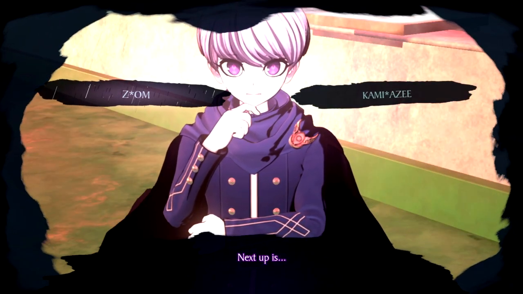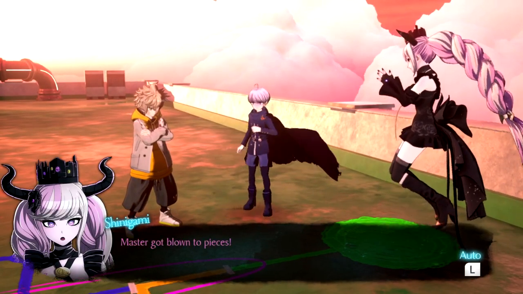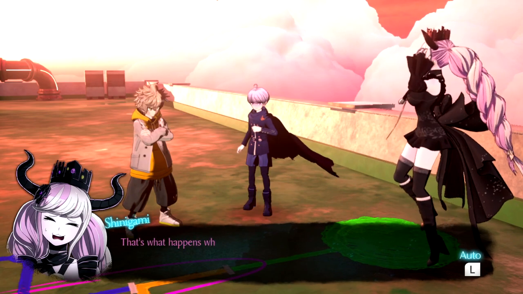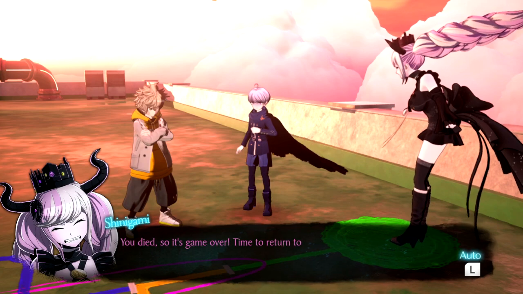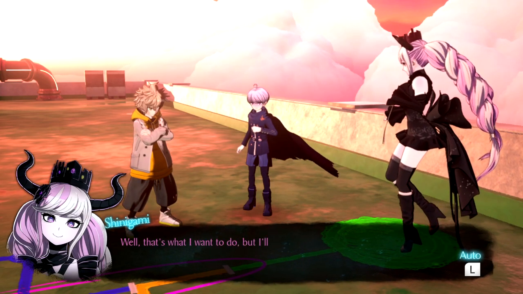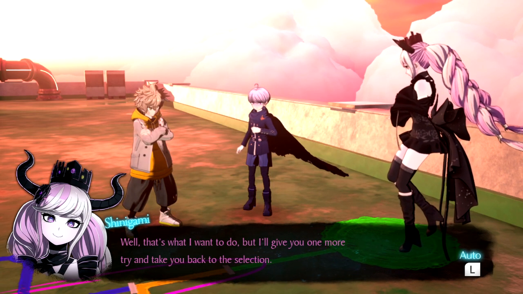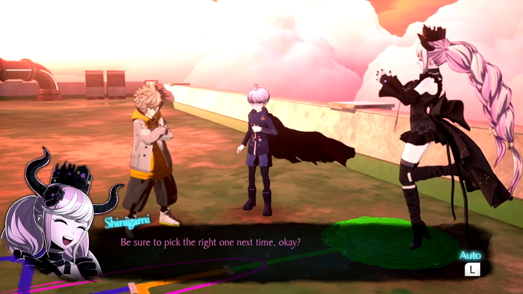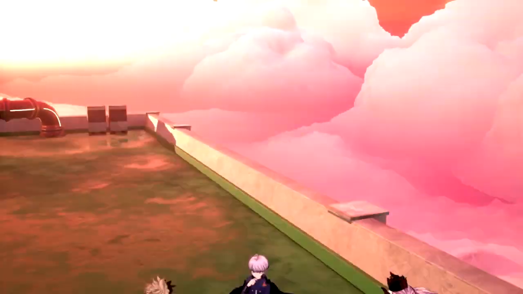Alright, next up is Kamikaze! Master got blown to pieces. That's what happens when you use a sacrifice spell. You died, so it's game over. Time to return to the title screen. Well, that's what I want to do. But I'll give you one more try and take you back to the selection. That's another dungeon. Be sure to pick the right one next time, okay? That's another Dragon Quest spell. I had to try it. Alright, zoom. I think Hocus Pocus is too, but I don't remember what it does. It's not as commonly used as the other two.